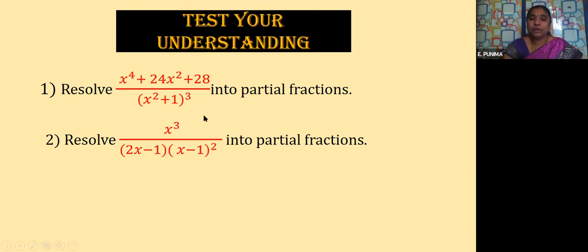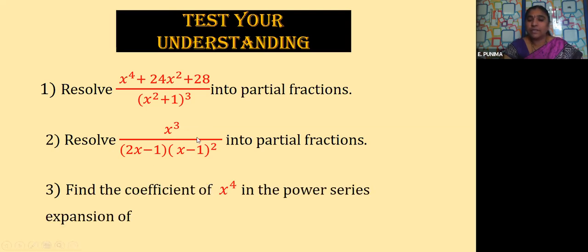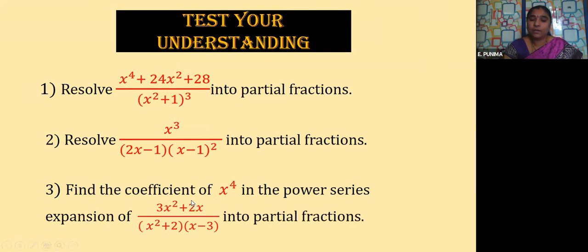Clear? So here also it is the same kind of sum, children. Here, the third one, what is the sum? Find the coefficient of x to the power of 4 in the power series expansion of 3x square plus 2x by x square plus 2 into x minus 3. Clear? So here you are asked to find the coefficient of x to the power of 4.